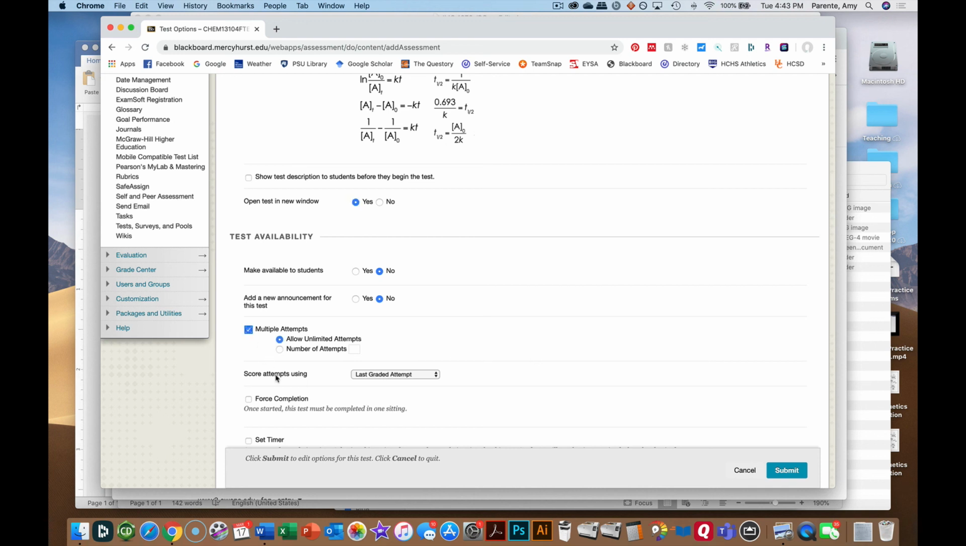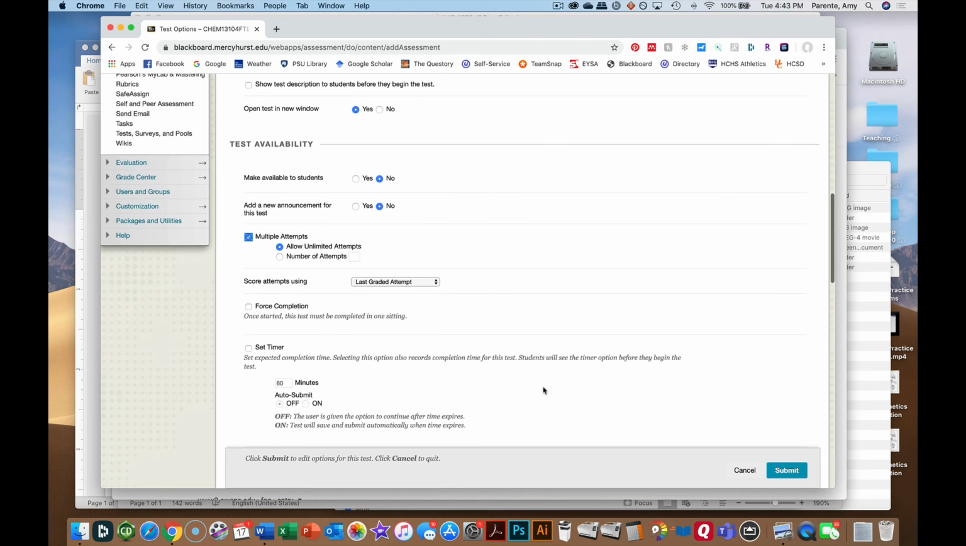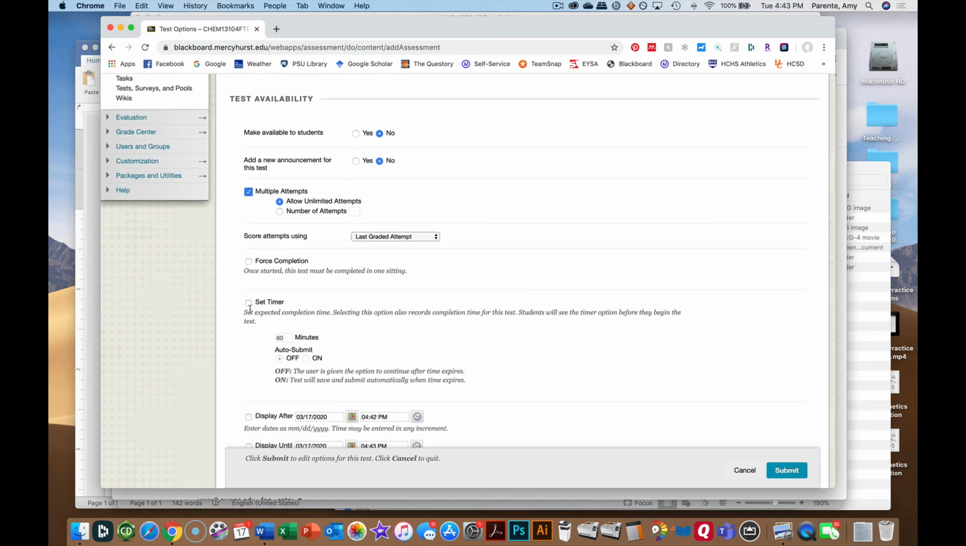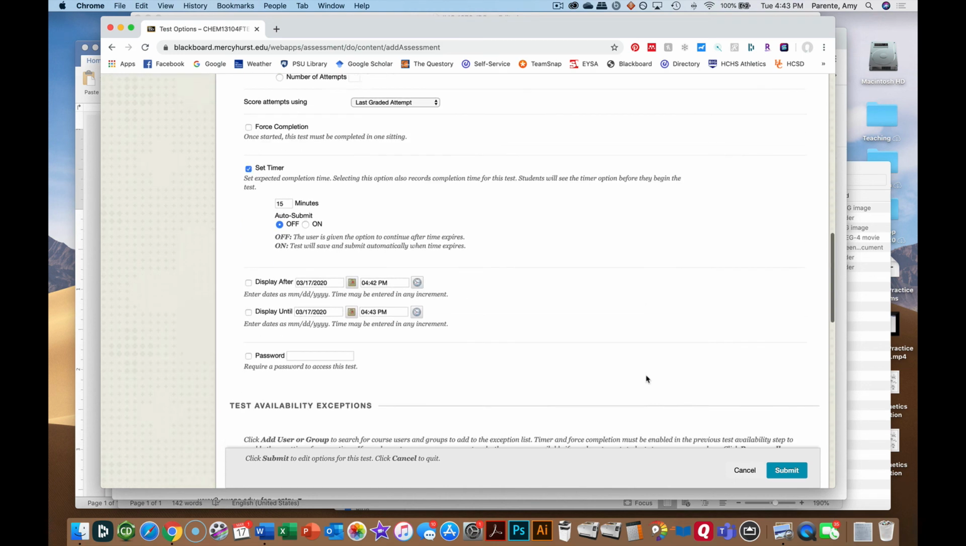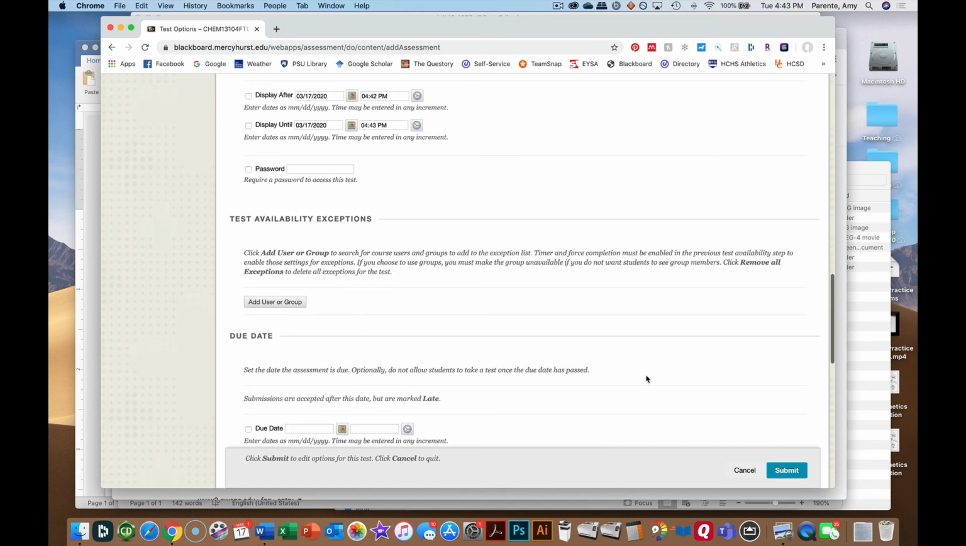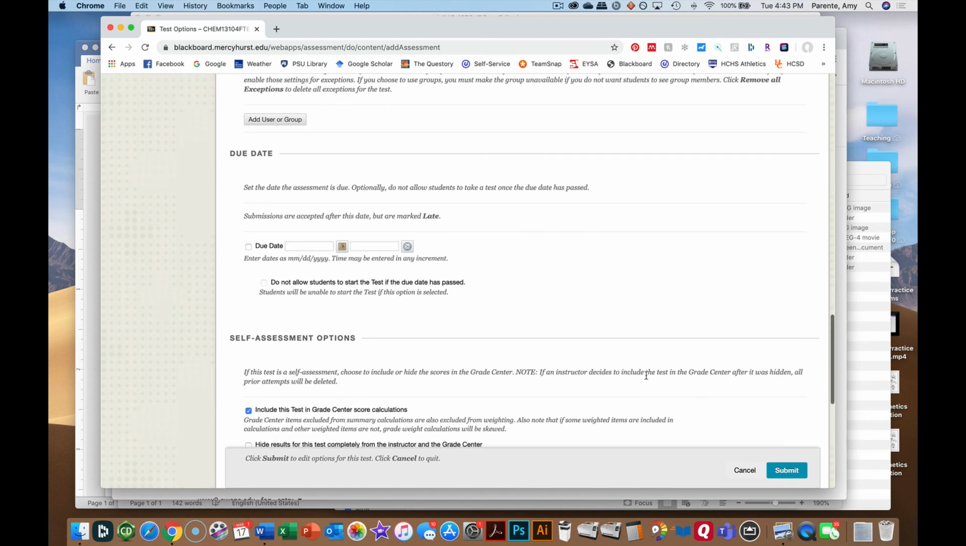Multiple attempts. So again, I'm going to allow unlimited attempts because I have 100 different versions that could potentially be in there. Each time they'll try it, they'll get a different version of it. I am going to set a little bit of a timer for it. They're supposed to be able to have 10 minutes or 5 minutes to do this quiz. So I'm going to set it as 15 minutes. I don't want this to be something that they can find a new set of numbers and go and try to Google it and try to find out how to solve the problem.